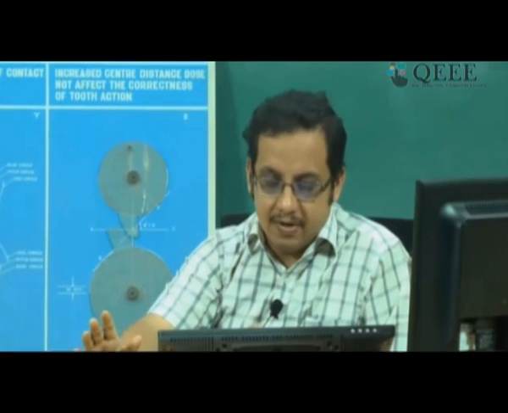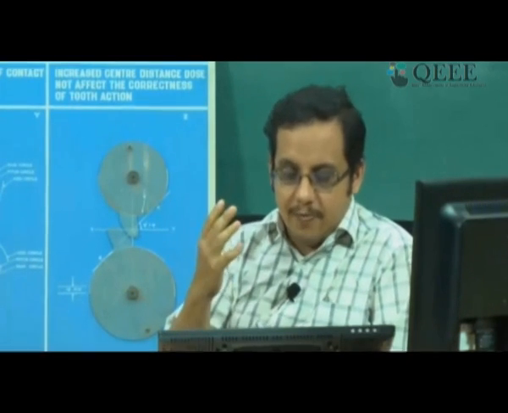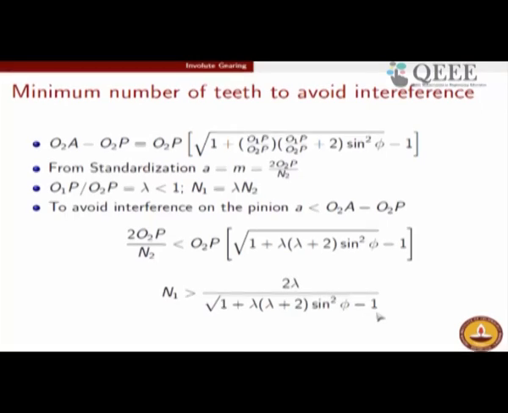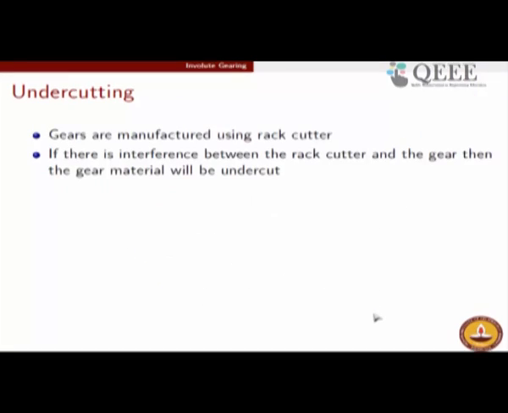Because if in a rack cutting operation the fundamental law of gearing is compromised, then the gear produced in that instance will be weak, in the sense that the interference aspect we have been talking about from kinematic consideration will lead to a strength deficiency. The rack cutter is a hard and abrasive material. It will scoop out the material from the base of the gear tooth and result in a weak gear tooth, which will be vulnerable to failure.